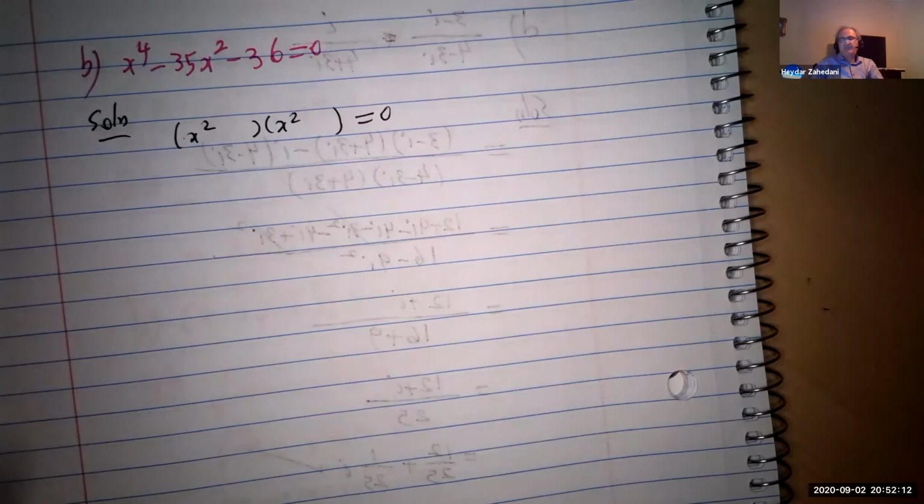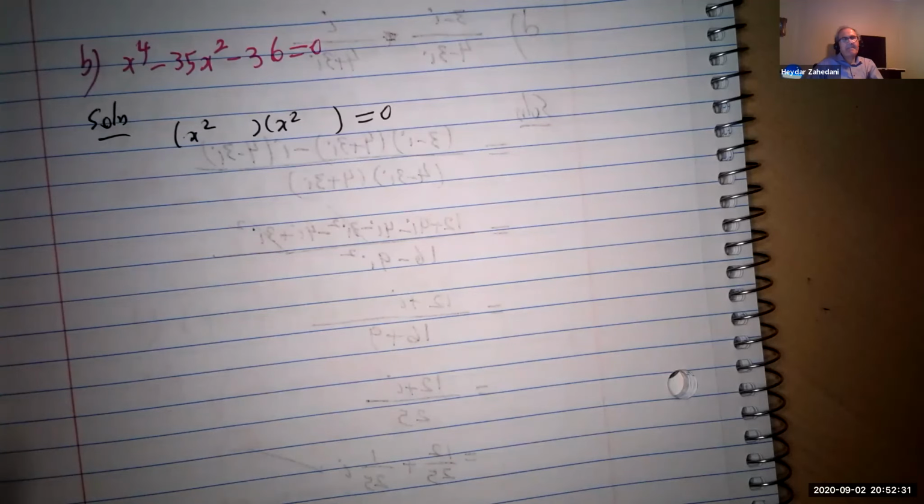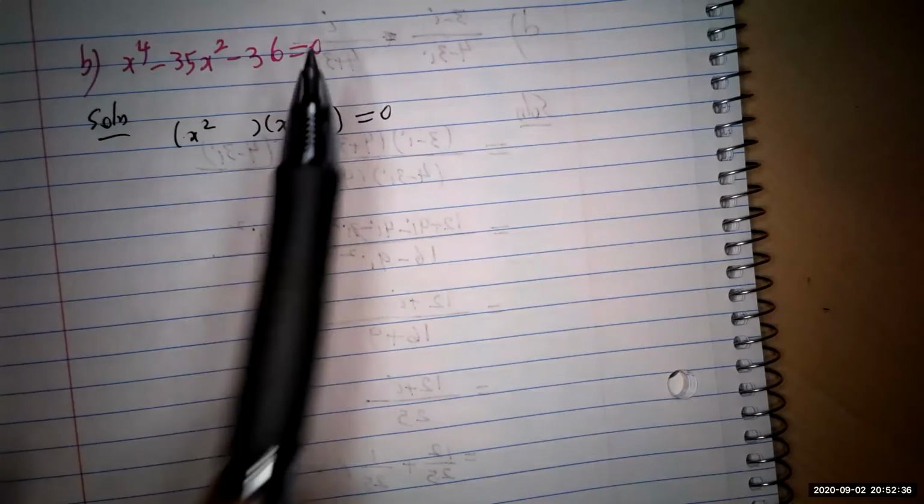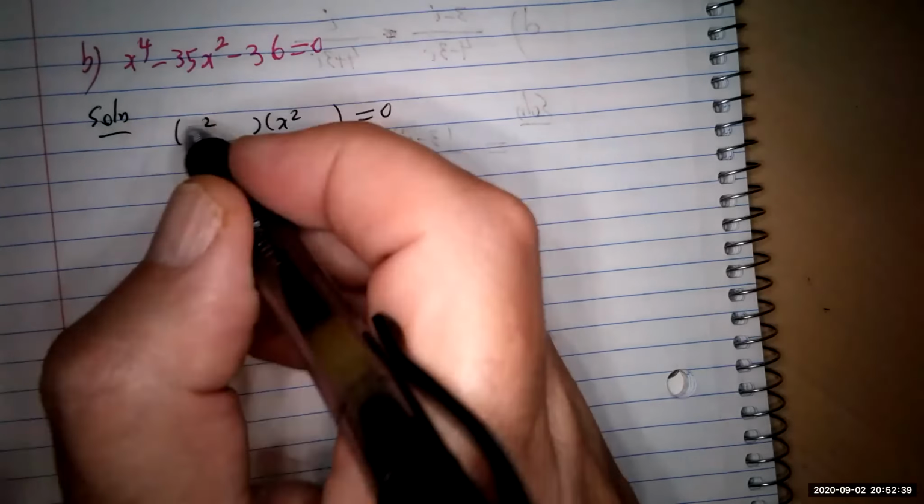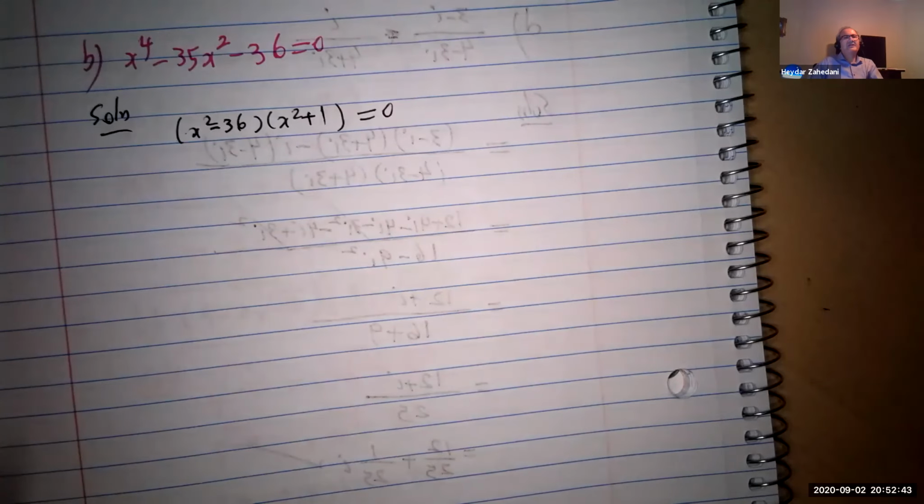So you need 2 numbers with the product of 36 and a difference of 35. Any suggestion for the numbers? Two numbers, product of 36, difference of 35. Negative 36 and 1. Excellent, yes. Negative 36 and 1. The product is going to be 36 and the difference is 35.